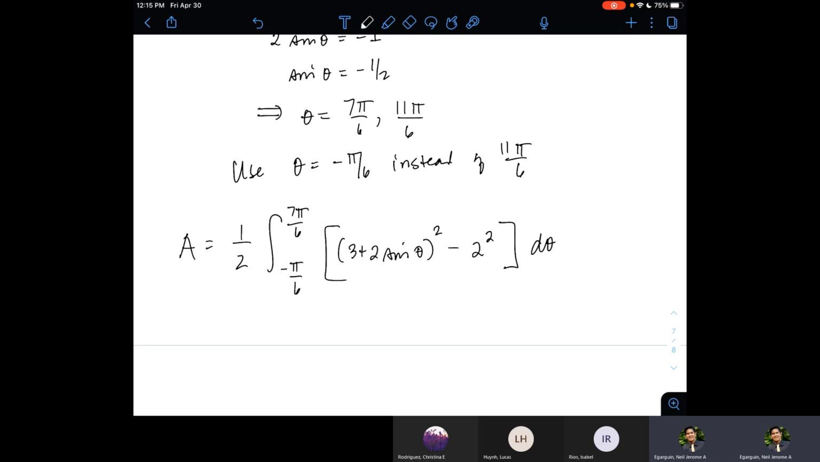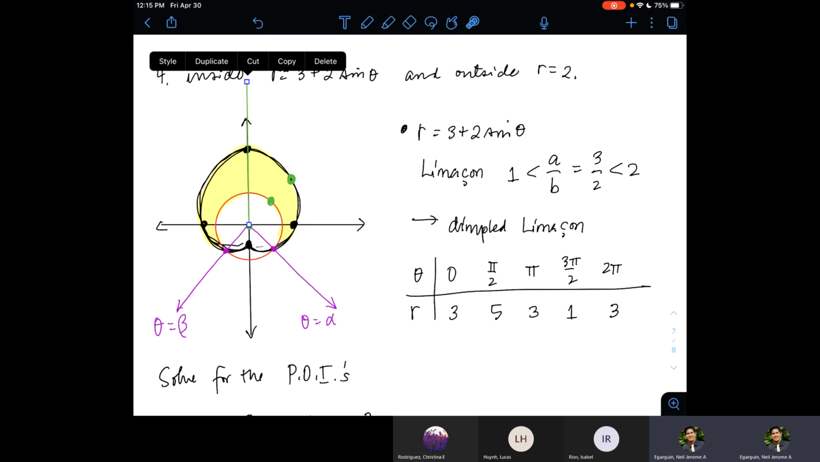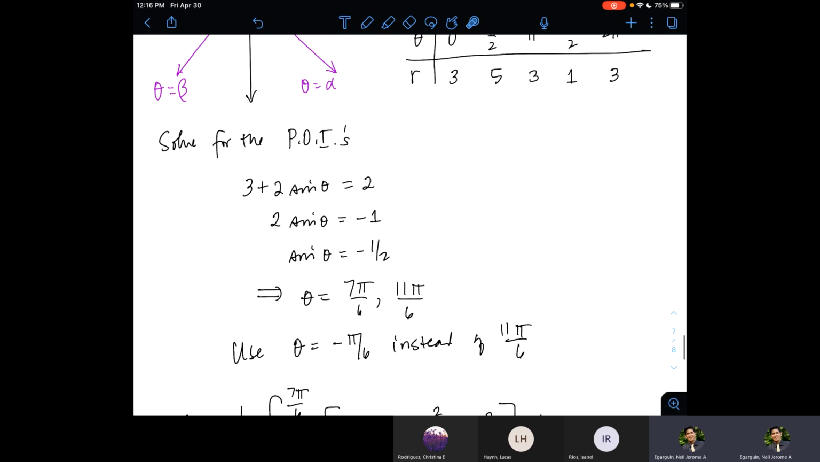All right. Now you can also take advantage of symmetry, because you can notice that this region is of the same area as this region over here. So we can simply perform the integration from negative pi over 6 until pi over 2, and simply multiply our answer by 2, because the region is symmetric with respect to the y-axis.